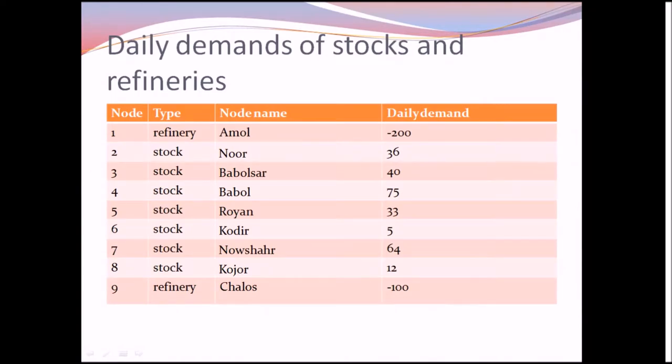In this table, we can see the daily demand of refineries and stocks, which has been brought from QR policy calculations in the report. You might notice the demands of refineries are negative. It is due to the fact that they are producers, not consumers.